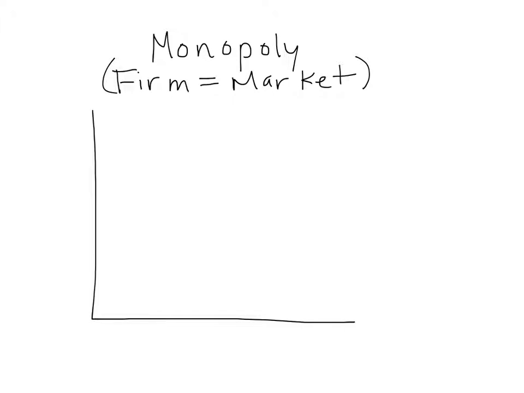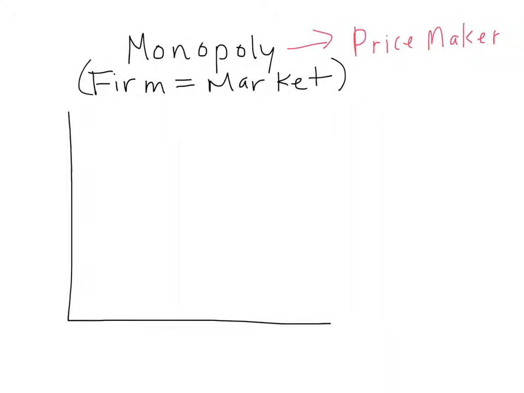Recall that our perfectly competitive firm had no influence over market price, and in fact, we can call such firms price takers. Well, this monopoly firm has complete control over price, so we call a monopoly a price maker. Okay, so competitive firm, price taker; monopoly firm, price maker.